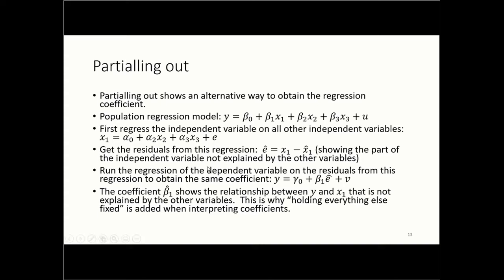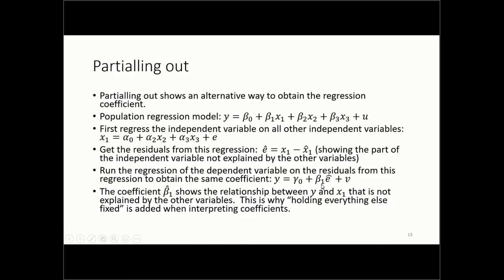So now we can run the regression of our dependent variable y on the residuals from this regression. So here we can run a regression of the dependent variable y on these E hat residuals from the previous regression right here. And these are the parameters that we're going to get. This is gamma 0, a new parameter. That's a new error term.